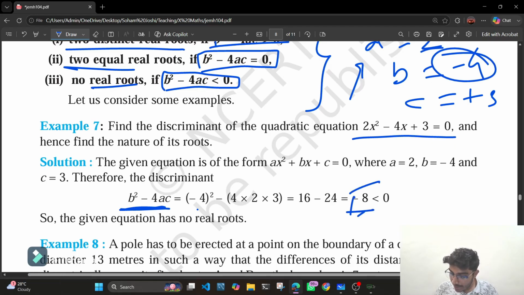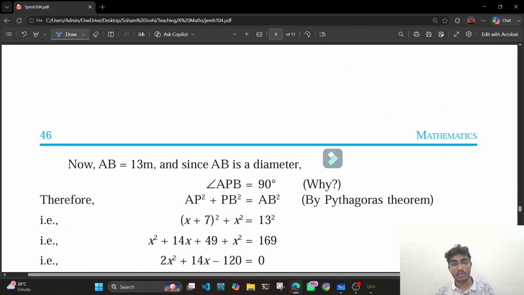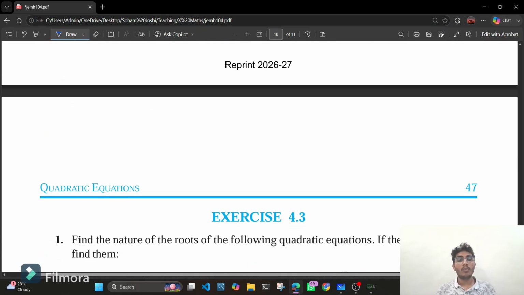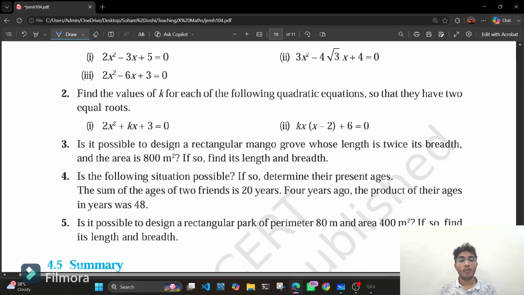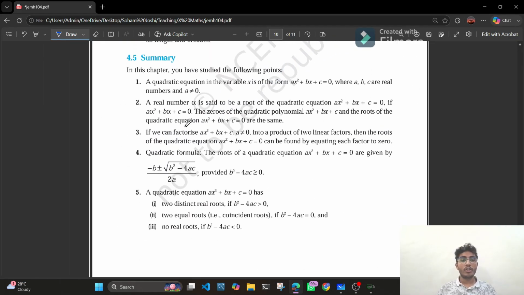Now minus 8 is less than 0 because it is a negative number. Therefore, we get no real roots. Okay, the equation has no real roots. I hope this is clear. There are more examples and exercise 4.3 that you can solve on your own. So yeah, we are done with all the concepts of this chapter.